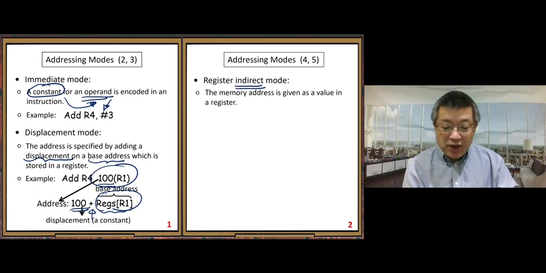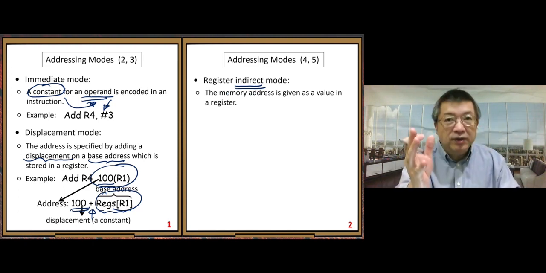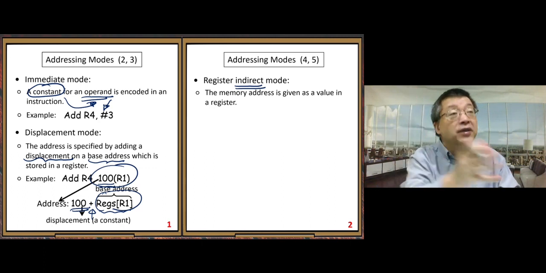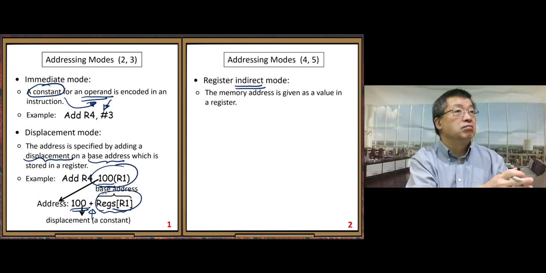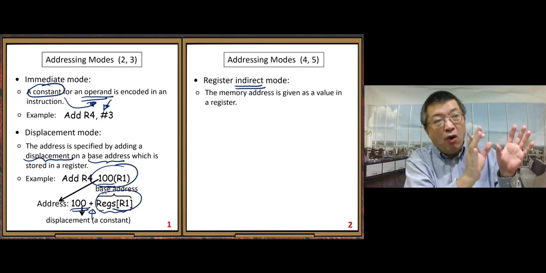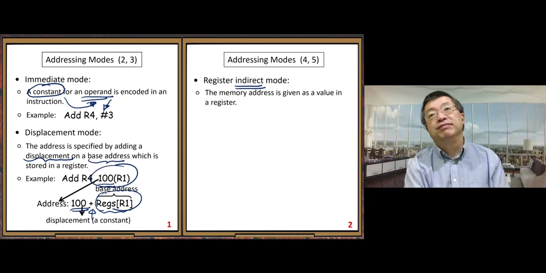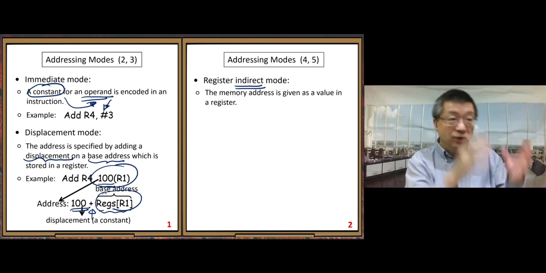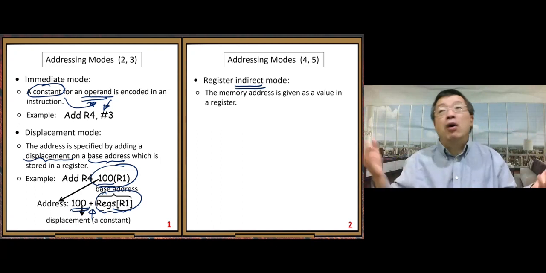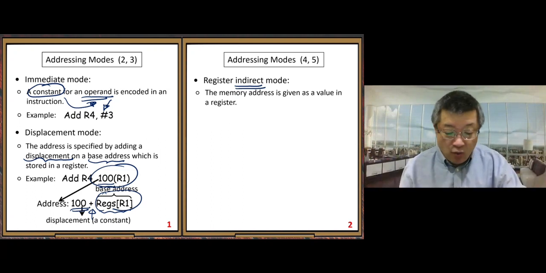So what's the meaning? The memory address is given as a value in the register. In a register, we store a memory address directly. After we get that memory address, we can get our operand. That's the meaning. So let's see one example.